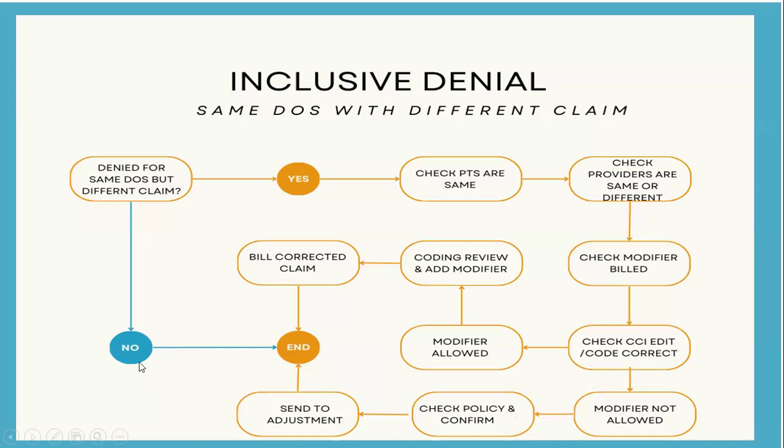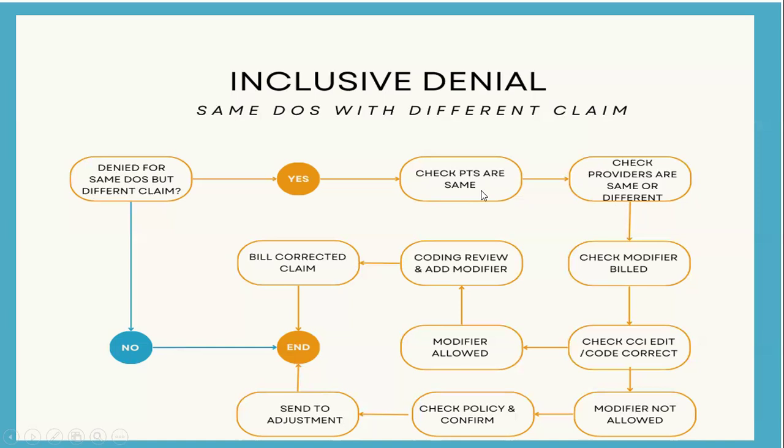Okay, if it is no, then what do you need to do? You have to end this particular one. You have to go back to the previous one. For example, if it is yes, what do you need to do? Check that the patients are the same. Okay, is it the same claim for the same patients? And then check whether the providers are the same or different.